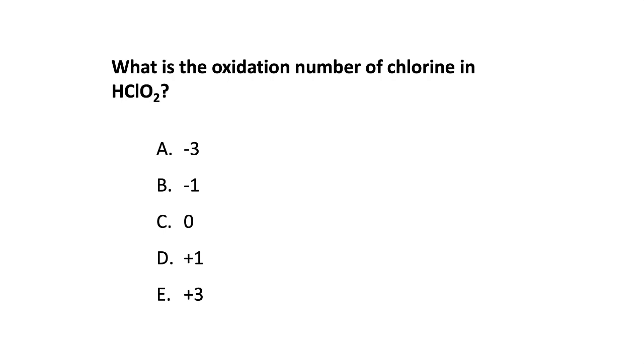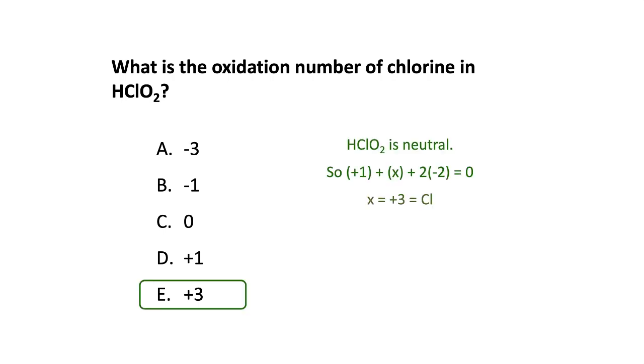All right, hopefully you're able to come to an answer. The answer here is indeed +3. So HClO2 is neutral. So overall, when we add up all the oxidation numbers, it's got to be 0. And the oxidation numbers are +1 for hydrogen. We don't know the chlorine, so we're going to call that X, and -2 for oxygen. We can literally set it up as an algebraic sum, solving for X, and we get +3, but there are many ways to kind of figure this out in your head as well.